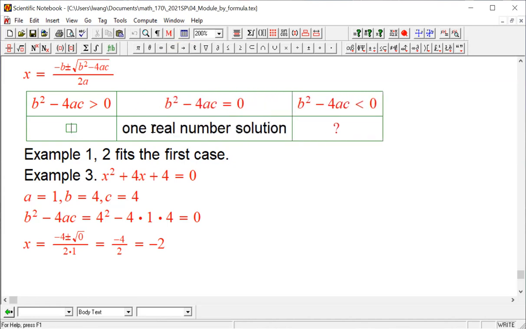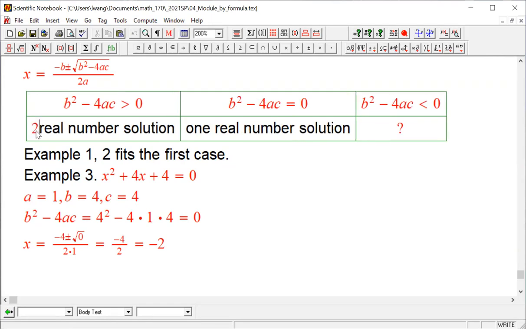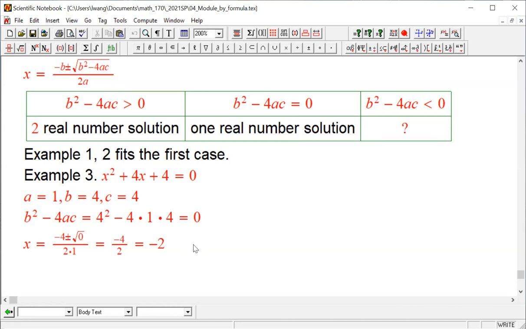And in the second case, when b squared minus 4ac is 0, we have 1 real number solution. In the first case, we have 2 real number solutions like we saw in examples 1 and 2. Now, let's look at case 3, example number 4.